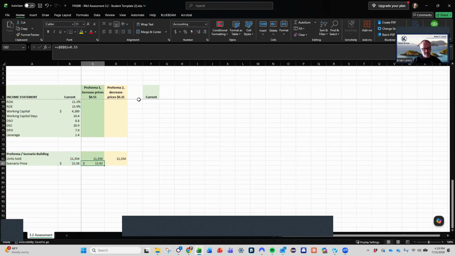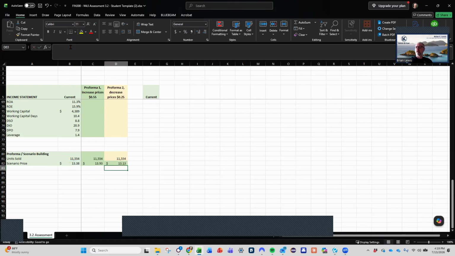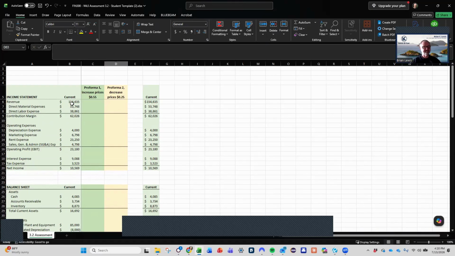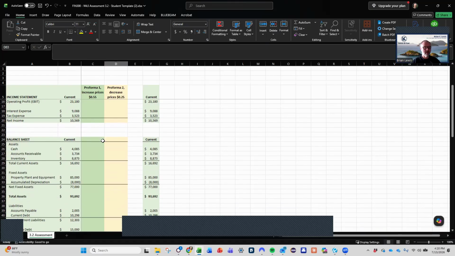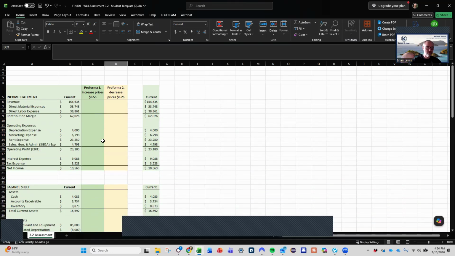Okay, and I'm just going to copy this over, and instead of 55, I'm going to do 0.25. Right? Oh no, decreases, so it's a minus 0.25. Okay, so now I've got all the numbers that'll help drive this. So effectively, all you're doing, we're just changing material prices. Now, for the most part, and not material, the revenue. We're not changing cost of goods. These numbers should stay exactly the same.